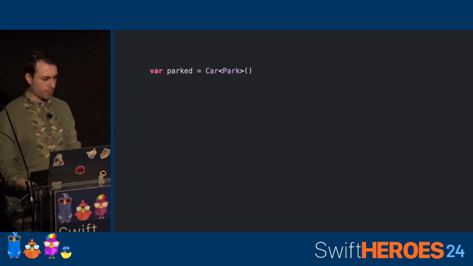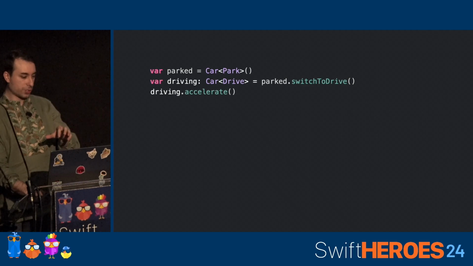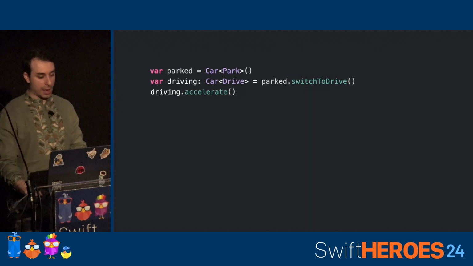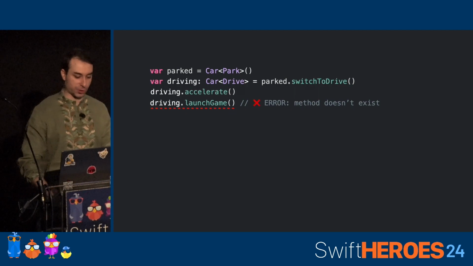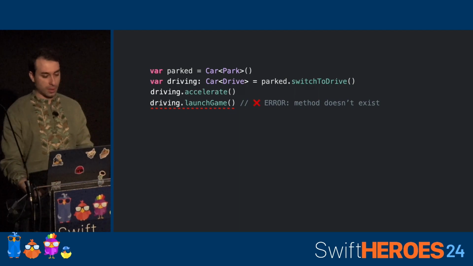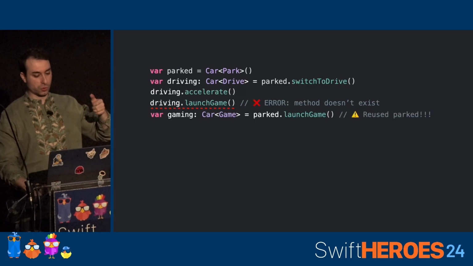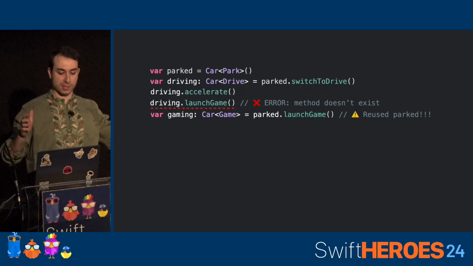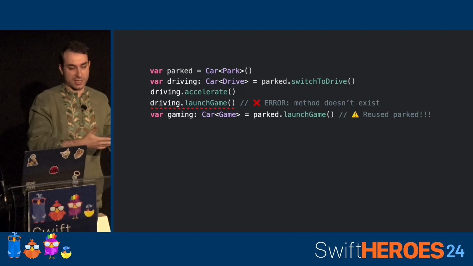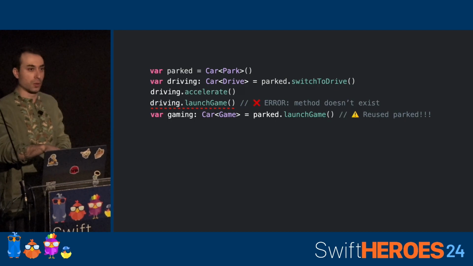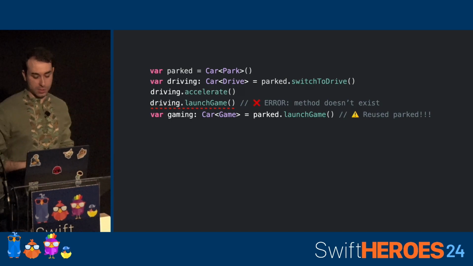Cool, okay, but we have one problem. So we start in the park, we switch to drive, we accelerate, cool. And I can't launch the game while driving, but what I can do is reuse the previous parked variable to confuse the system and hack the system and still launch the game. Because remember, under the hood, these are still using the same infotainment and engines. So this will totally launch the game. So I worked around our super safe API. So this is really bad.